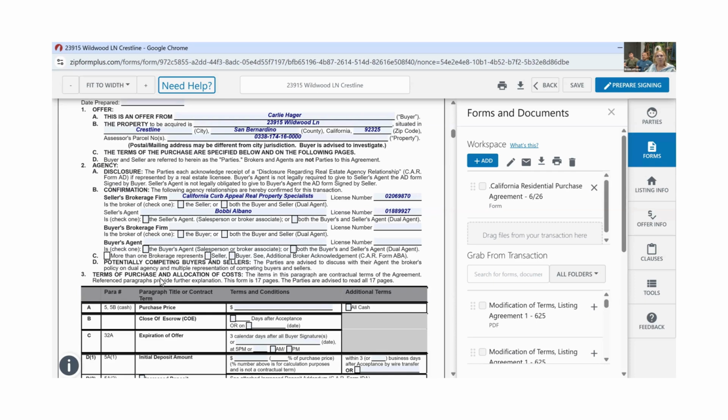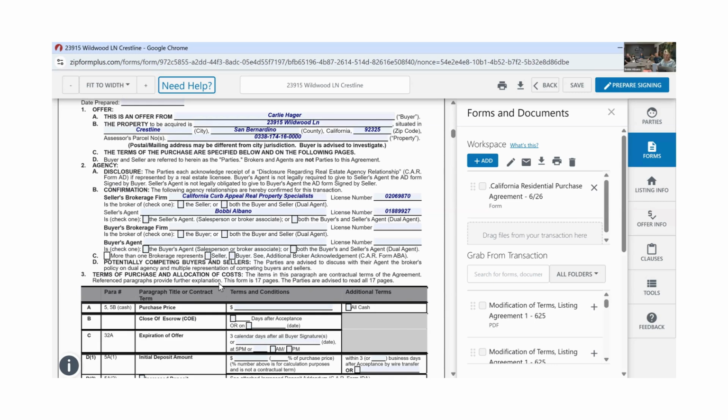All right, terms. Bobby, by the way, the reference in that paragraph is referencing the PRBS, right? Which is one of the attached items in the packet. It's one of the attached disclosures in the packet. It's the possible representation of more than one buyer or seller disclosure.